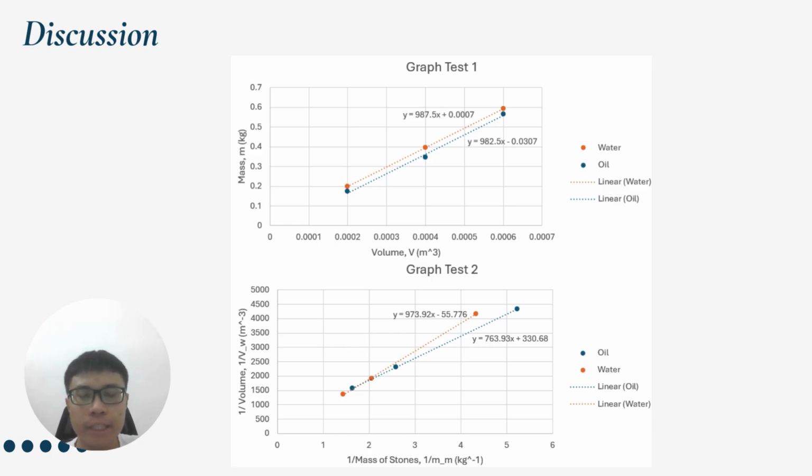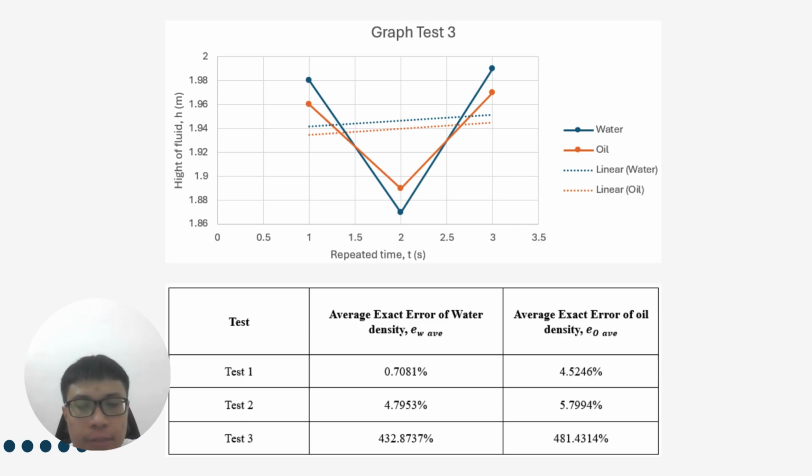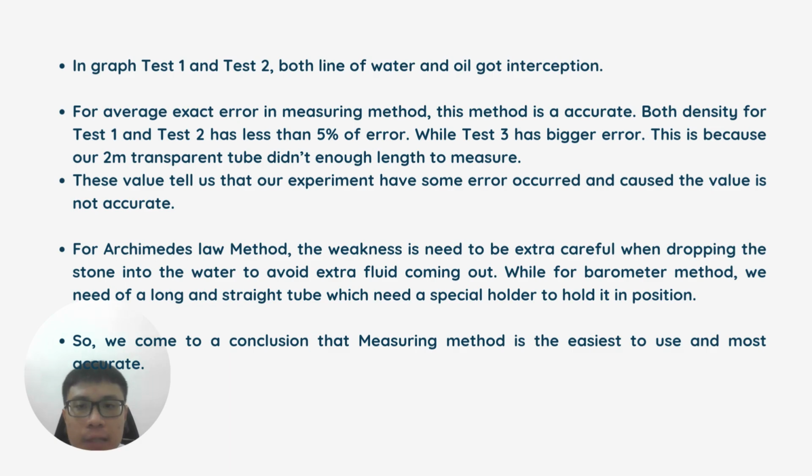Moving to the discussion. For the graph of test 1, the volume is directly proportional to the mass. For test 2, the reciprocal of mass of stone is directly proportional to the reciprocal of volume. For the graph of test 3, which is repeated time versus the height of fluid, the graph showed a big weight. For the average exact error of water and oil density, the error is increasing, following test 1, test 2, and test 3. In test 1 and test 2, both lines of water and oil have an intersection.